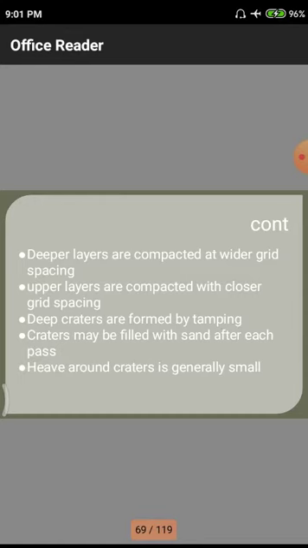That means if we don't fill any material in the particular strata, the soil will automatically pass into the next field and there will be no value for this work. So for each and every blow we need to fill this gap with sand or any other material having good properties. Heave around craters is generally small. That means the heave, or any other displacement around the craters, is generally small in nature.